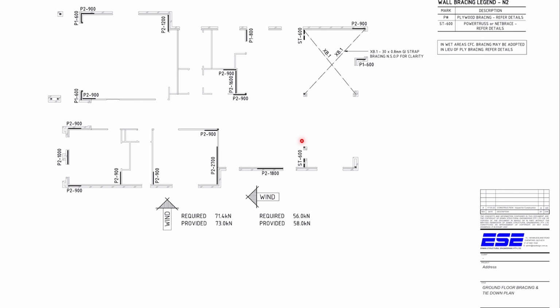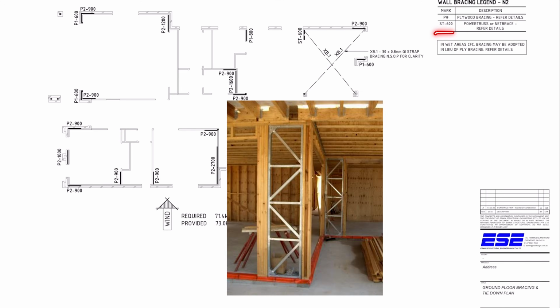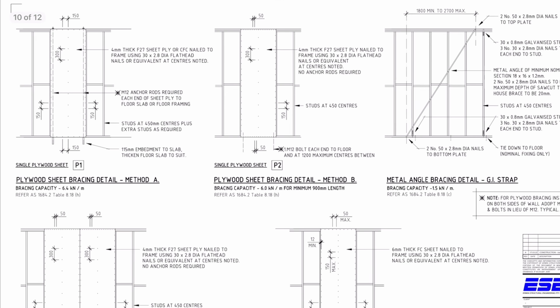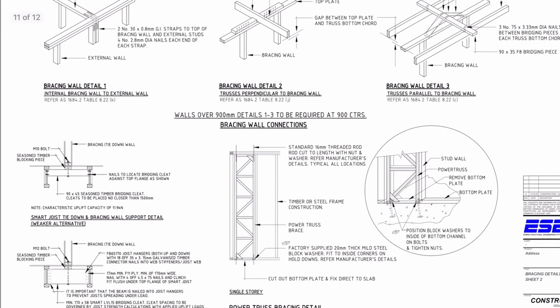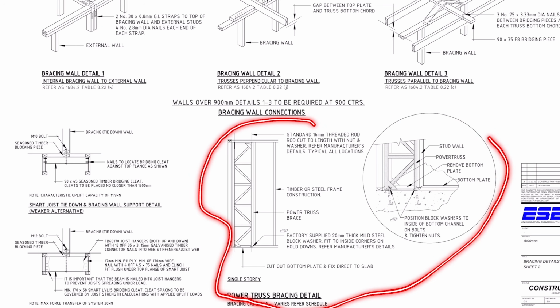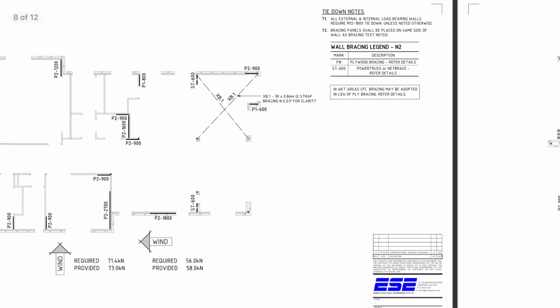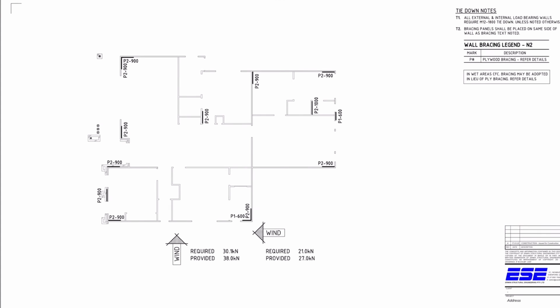So if we look at the plan, we have 600 millimeters long steel truss, which could be a power truss or a net brace. I'll show you how it looks like here. So this is a power truss detail. We have roof straps, and we also have the ply bracings. So P2 1200 is a 1200 millimeters long ply bracing, and P1 600 is a 600 millimeters long ply bracing. I'll show you the difference between P1 and P2 shortly. So first floor bracing and tie down is the same thing.